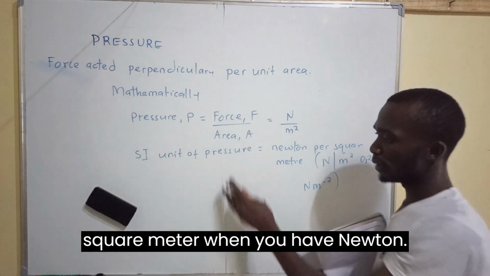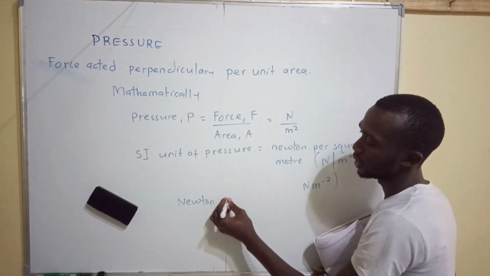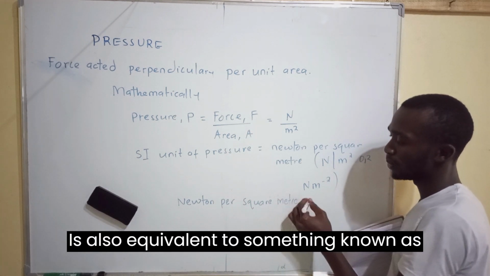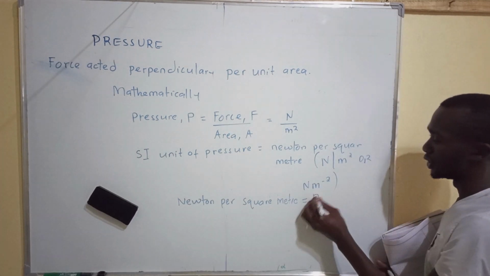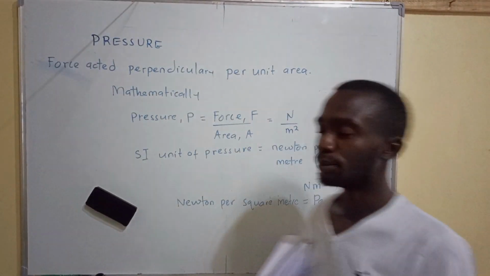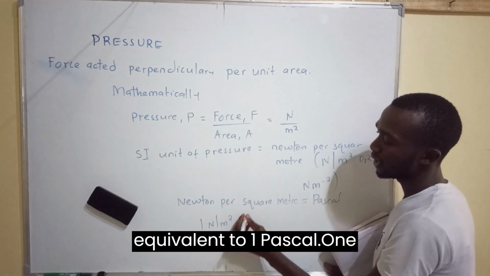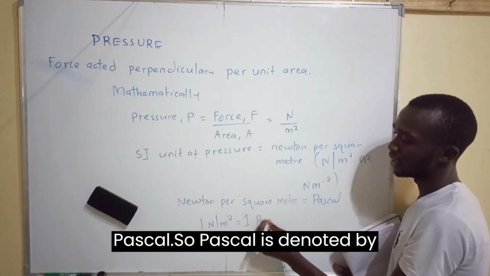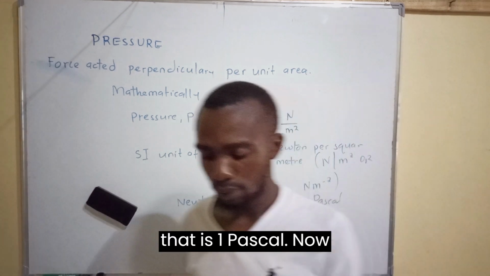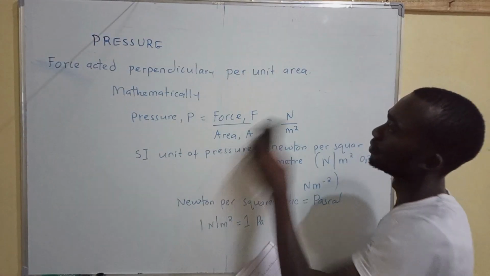So Newton per square meter is also equivalent to something known as the Pascal. So 1 Newton per square meter is equivalent to 1 Pascal. Pascal is denoted by Pa, capital P and a small a. That is 1 Pascal.